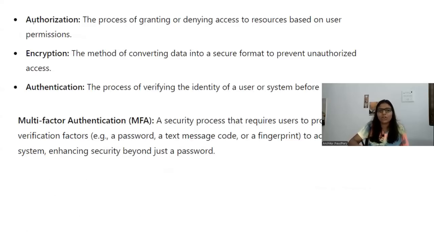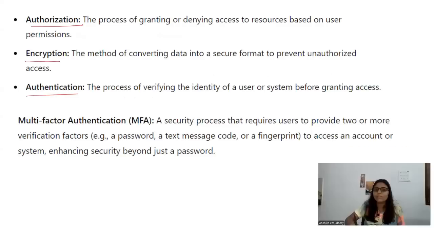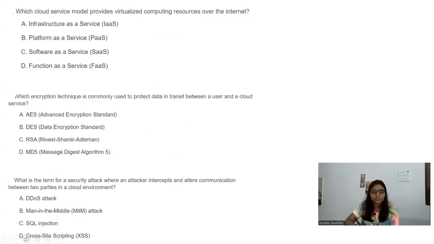So let's have a look at the definitions of authorization, encryption, authentication, and multi-factor authentication. What does authorization mean? The process of granting or denying access to resources based on user permissions. Encryption is the method of converting data into a secure format to prevent unauthorized access. Authentication means the process of verifying the identity of a user or system before granting access, and multi-factor authentication, you can have a look here. All right, let's move on to the next question.